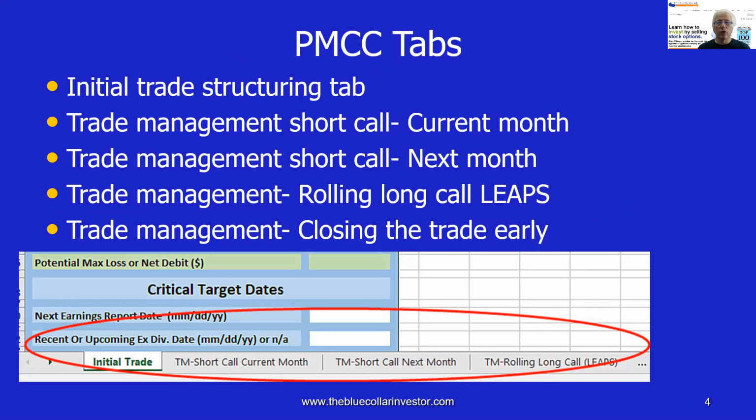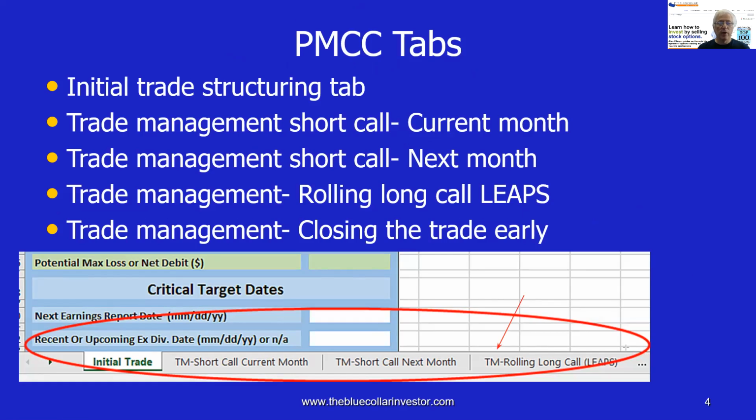Now, this is an overview of the calculator with the 5 tabs. Each tab can be accessed from the very bottom of the spreadsheet down over here. Only 4 of the tabs are shown in this screenshot. There wasn't enough room on this slide to give you the 5th tab, but you can see the 5 bullets.